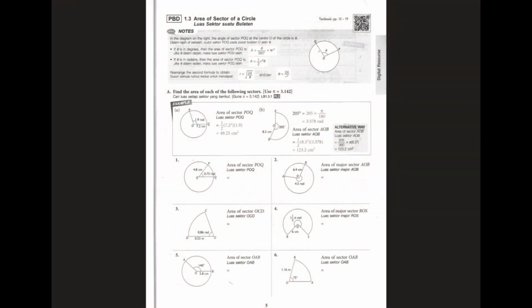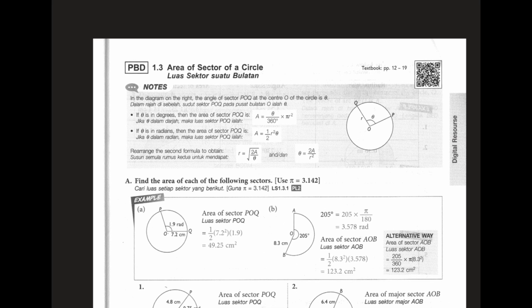Okay, so we just continue from here. 1.3 area of sector of a circle. Okay, so first let's look at the formula.